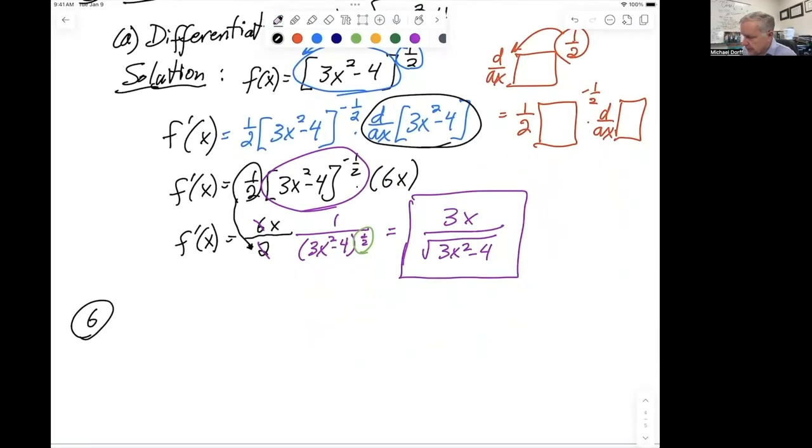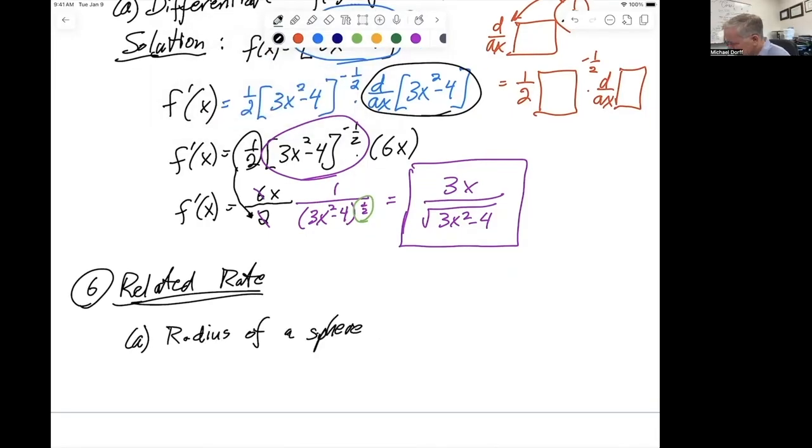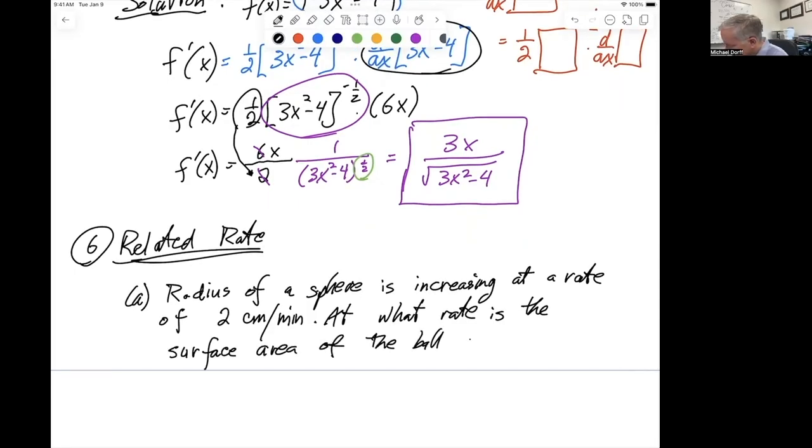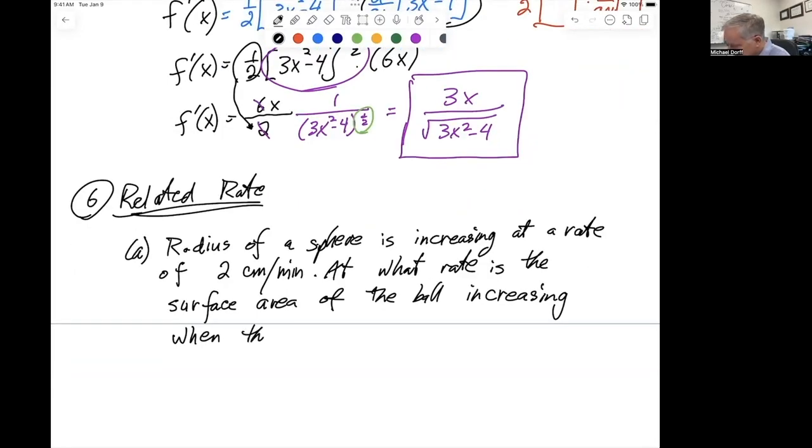Let me go on to a related rate problem here. Let me give you a different example that's in the study guide, so you can have two examples to look at. Look at the one in the study guide, but also look at this one that I'm going to give you here. Radius of a sphere. A sphere is increasing at a rate of 2 centimeters a minute. At what rate is the surface area of the ball increasing when the radius is 8 centimeters? Draw a picture of this.